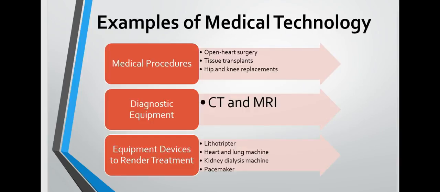So some examples of medical technology. Again, medical procedures: open heart surgery, tissue transplants, hip and knee replacements, diagnostic equipment. We're looking at CT scans and MRIs. And then equipment devices to render treatment, like a heart and lung machine, kidney dialysis, pacemaker.